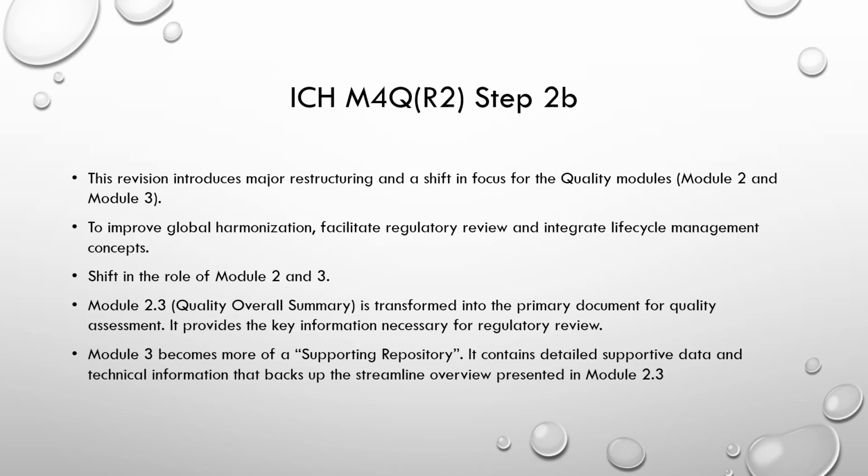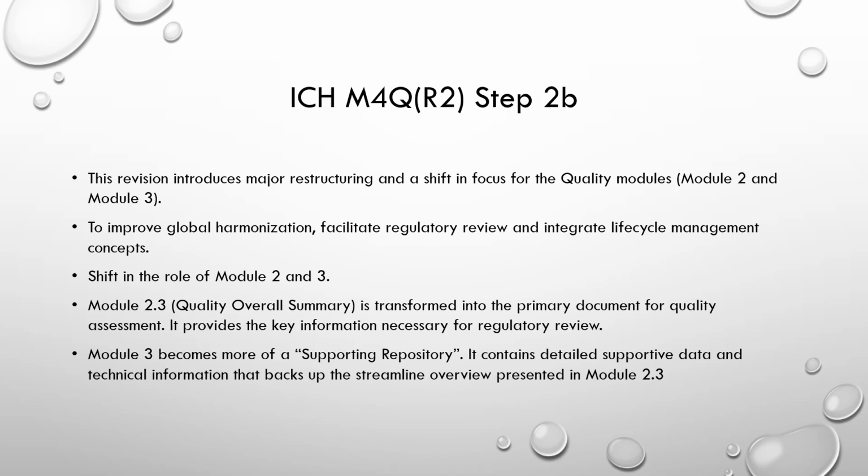Prior to this, currently the emphasis is on module 3, and module 2 used to be kind of like the expert statement. The expert used to give their opinion on the product, and that used to be what the quality overall summary was about. And then it got turned into this summary document that sometimes got updated in post-approval, but sometimes didn't.